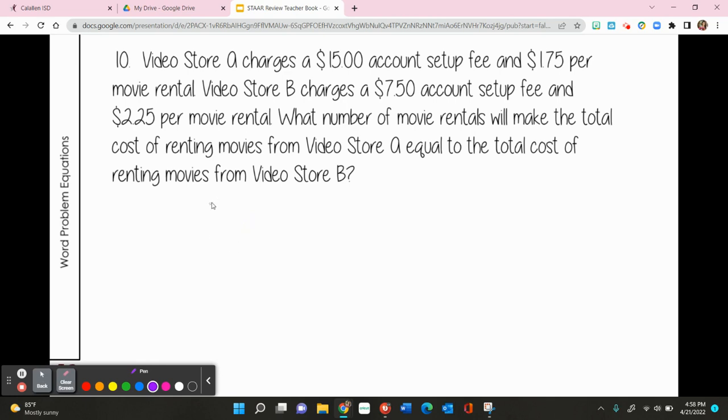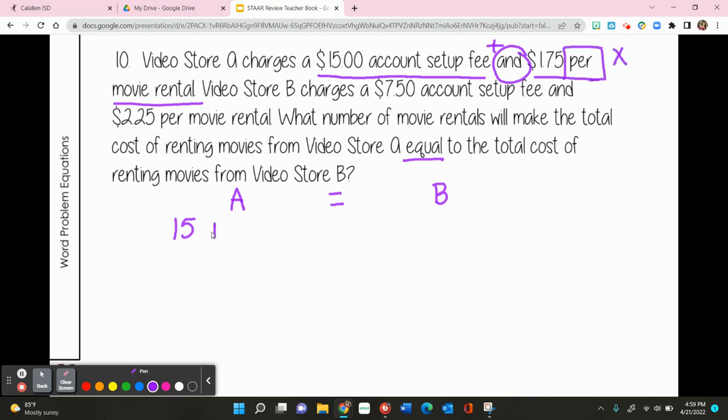So I'm going to come up with my two equations. I have A and I have B, and we want to know when they're going to be equal to each other. So when I look at video store A, they charge a $15 account setup fee. So I'm going to have 15. The word and means we are adding $175 per movie rental. Remember, words like per, each, every, those are words that indicate x. So I'm taking plus 1.75x. And this is equal to video store B. They charge a $750 account setup fee.